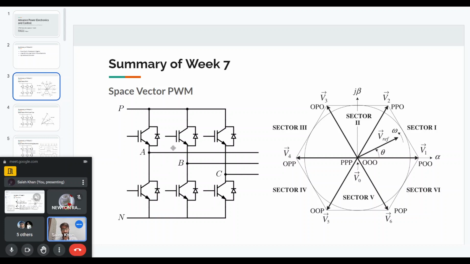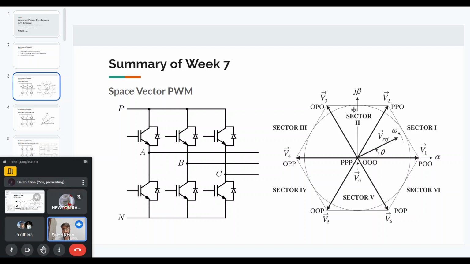For example, if the A phase top switch is on and the other bottom switches are on, we will move in the positive A phase direction one step. So basically we will go from this point to the V1 vector. So POO will be this vector, V1. It is in the A phase direction. Now, similarly, we can have a B phase direction. So OPO will be vector V3 in the B phase direction. Similarly, OOP will be vector V5 in the C phase direction.